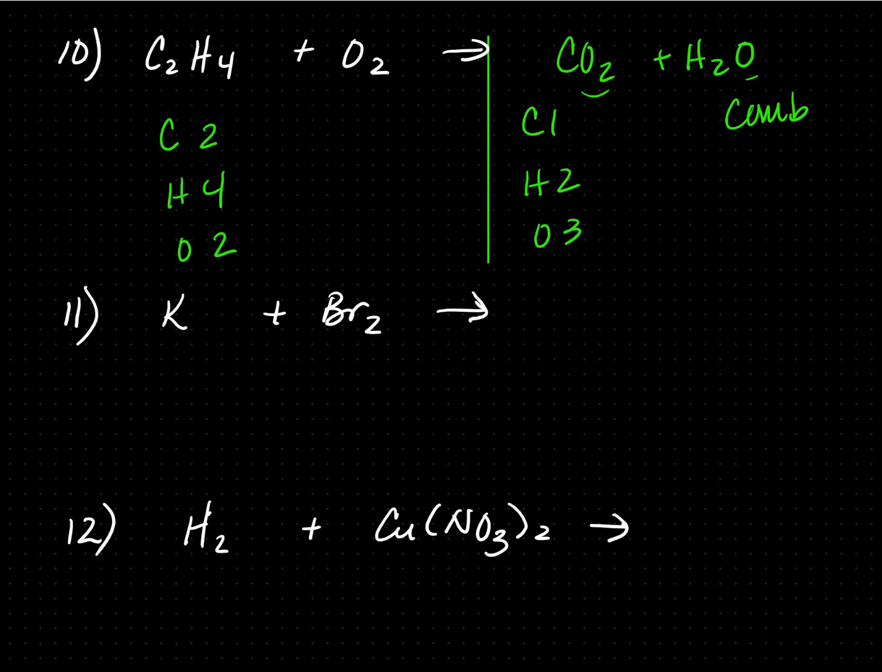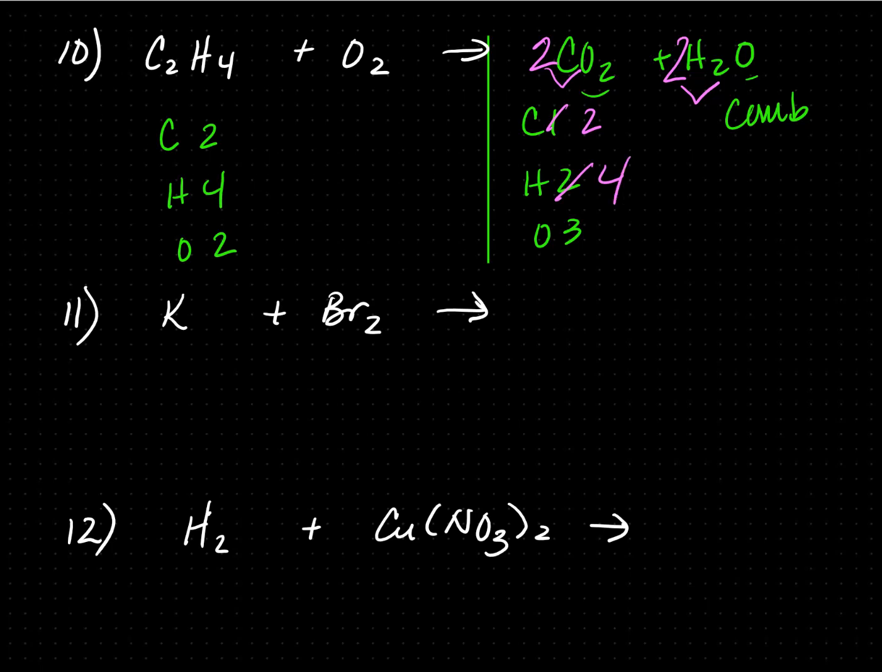So I need to balance my carbons. I put a 2 in front. That's 2 times 1, so there are 2 carbons. Now I'm going to balance my hydrogens, so I'm going to put a 2 here. So this is 2 times 2, which is 4. So my carbon and hydrogens are balanced.